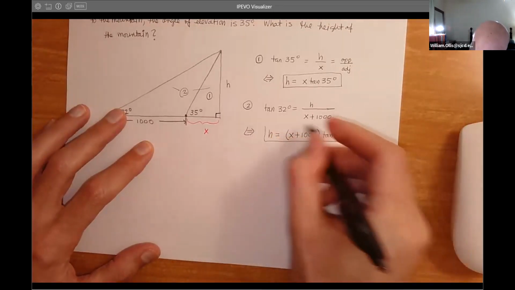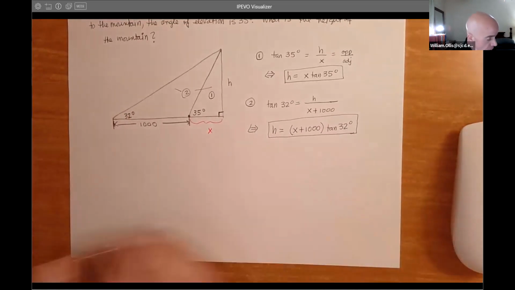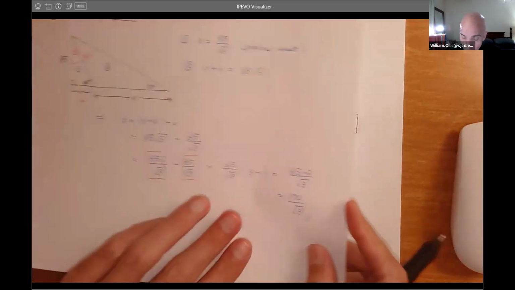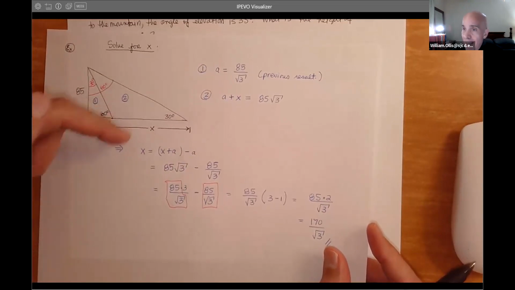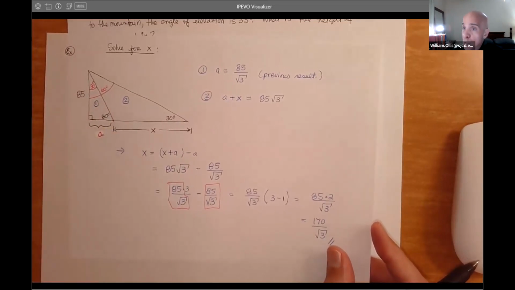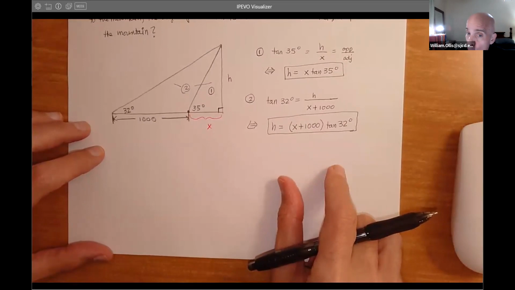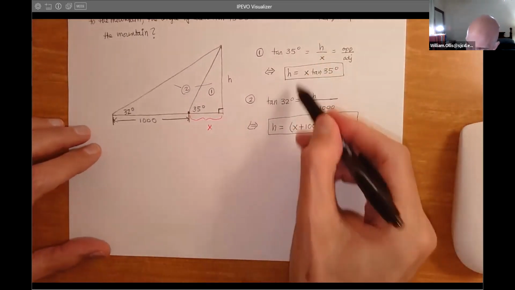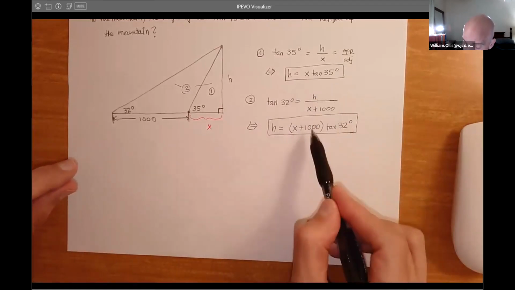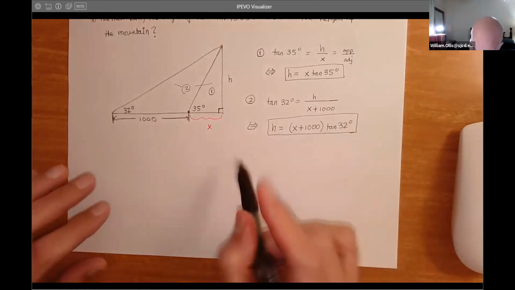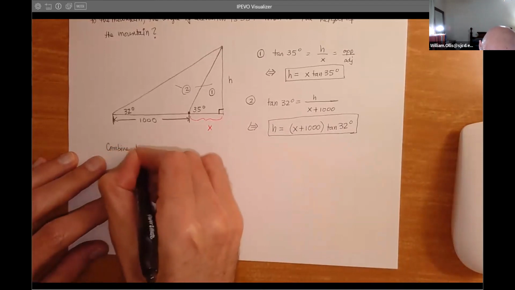And this is a common occurrence with these types of problems when you have two triangles. Notice with the previous examples, we had two triangles and we got two results, and then we combined the results to find the actual value of X. So we're doing exactly the same thing here. We'll just have to do a little bit more work. Now what we can see is that these two equations define H algebraically. So we can set these equations equal to solve for X. So by combining 1 and 2.